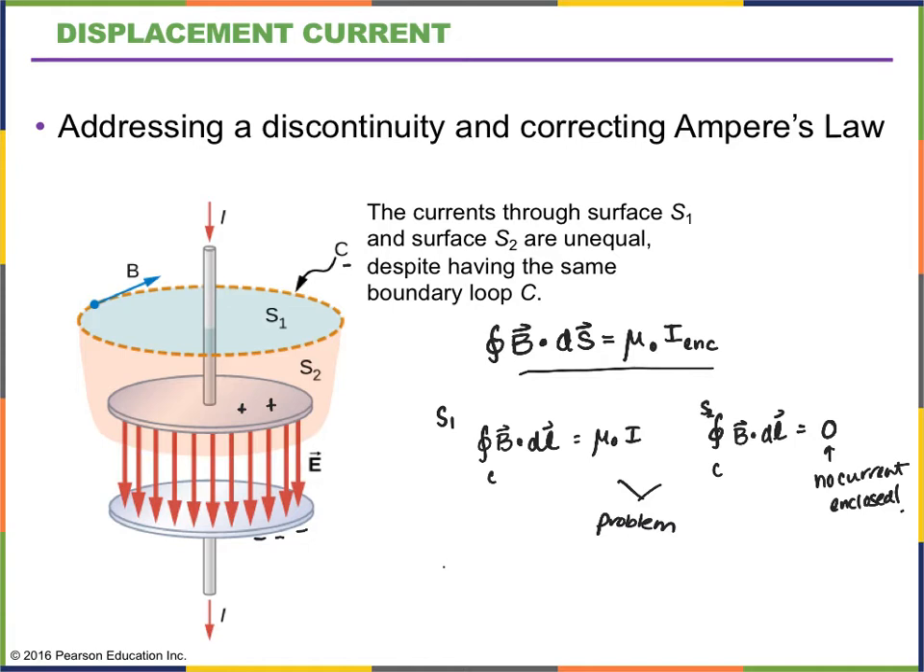Another way we can look at this problem is from the point of view of continuity. In continuity, we could say, okay, there's current that comes into the positive plate, and then there's current that comes out of the negative plate. But what about the area between the plates?